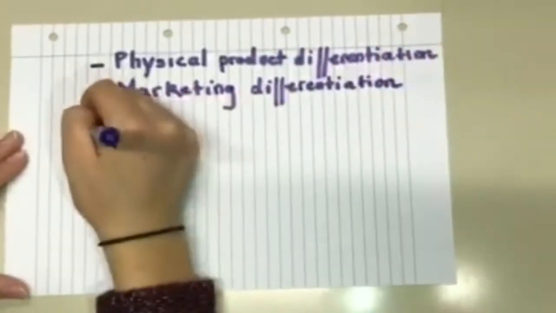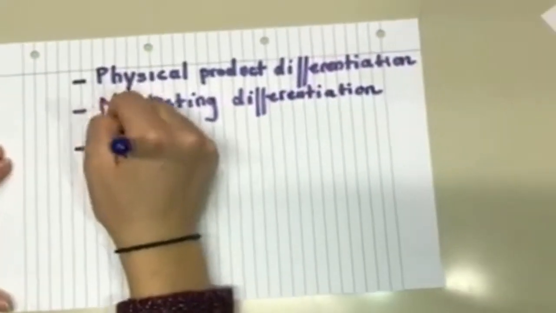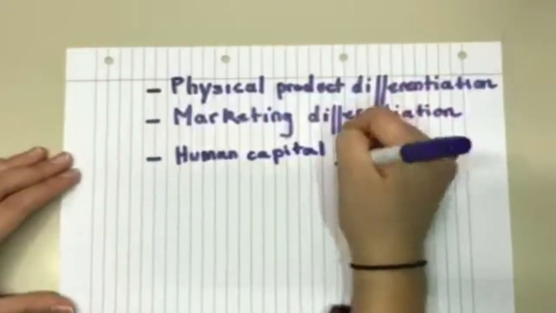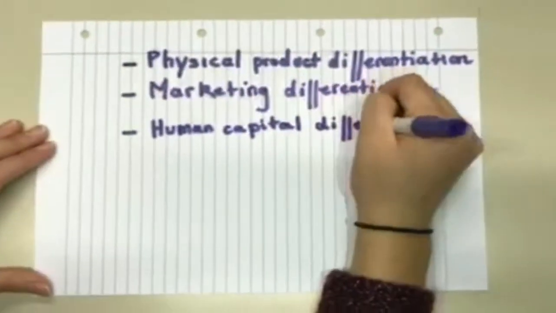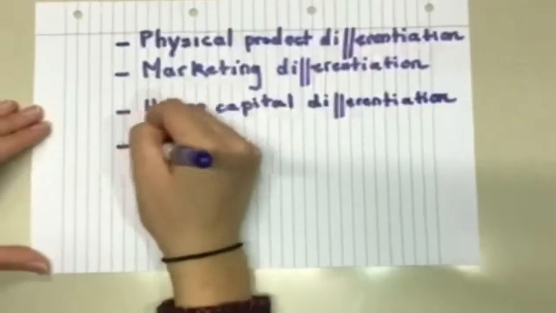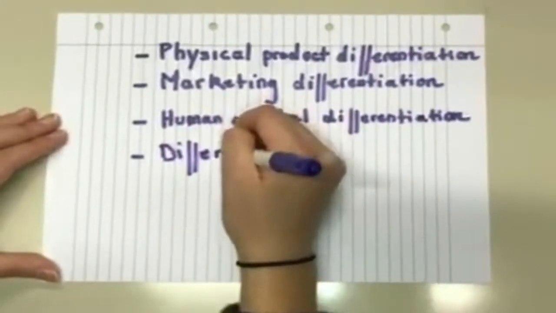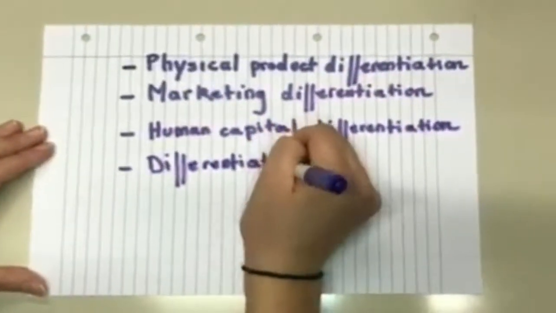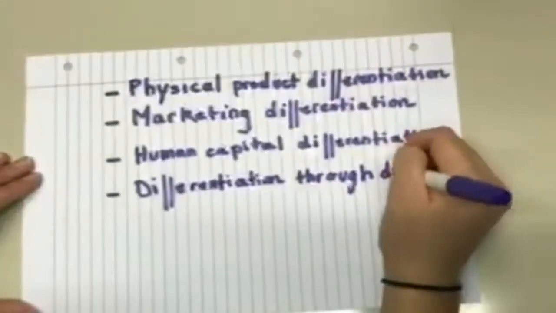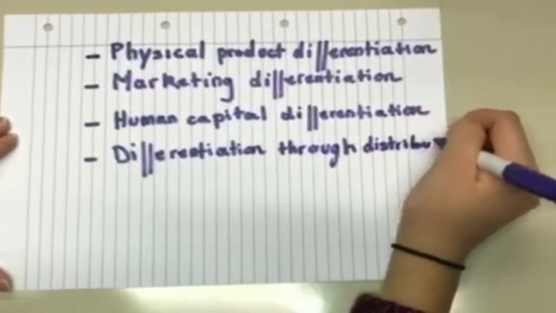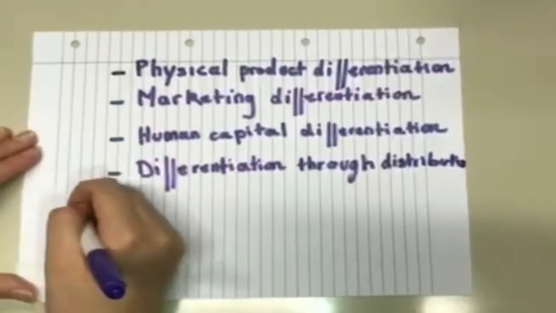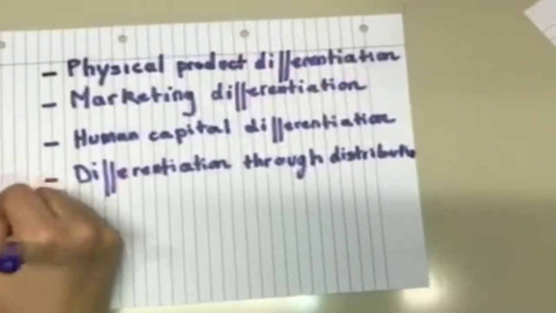Then, human capital differentiation, thanks to which firms differentiate themselves by the quality and the skill of their employees. This can lead to brand loyalty, which allows consumers to know the quality of the good they are buying. And finally, the fourth type of differentiation is through distribution. That is to say that companies can be distinguished by their zones of distribution, as a company like Amazon, which sells worldwide, and a bookstore which is more local.